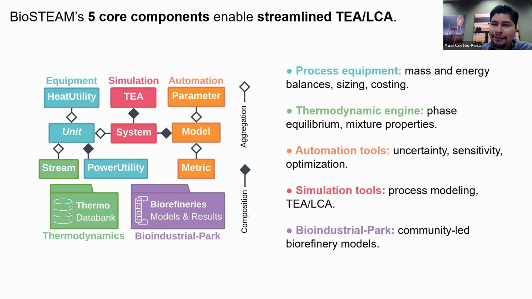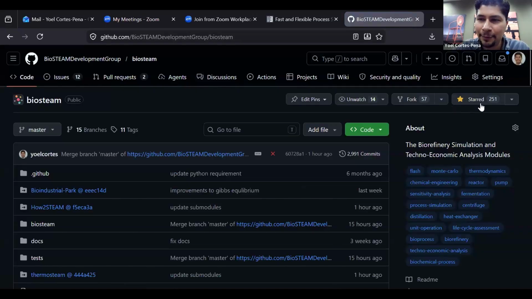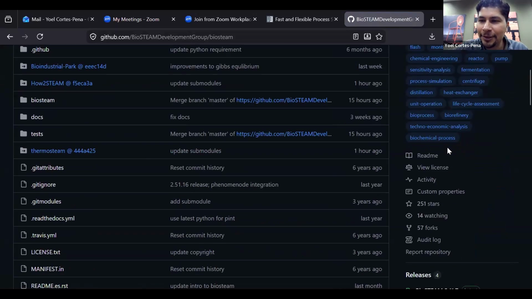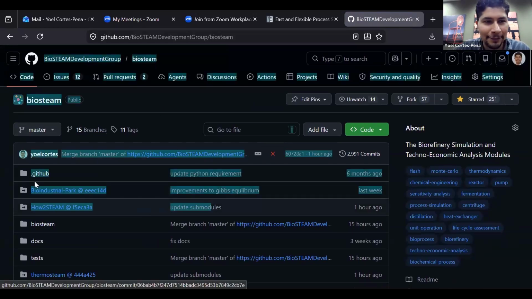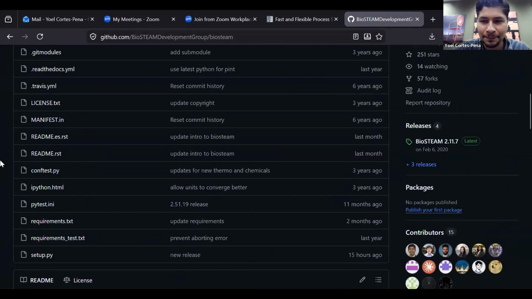But we do recommend having tests to make sure that in the long run, your biorefinery will still work with any BioSTEAM version. On GitHub, once you create an account, you can click on this star here after going to the BioSTEAM GitHub repository in order to tell others that this is a very good repository and they should give it a shot, right?